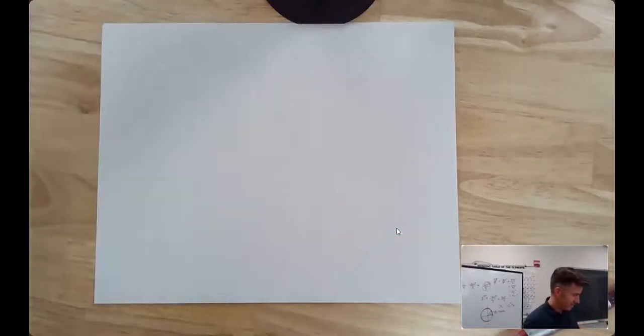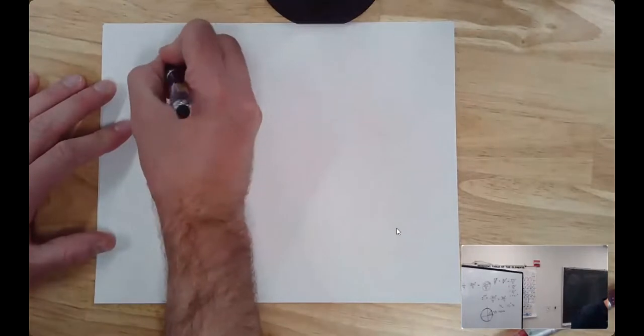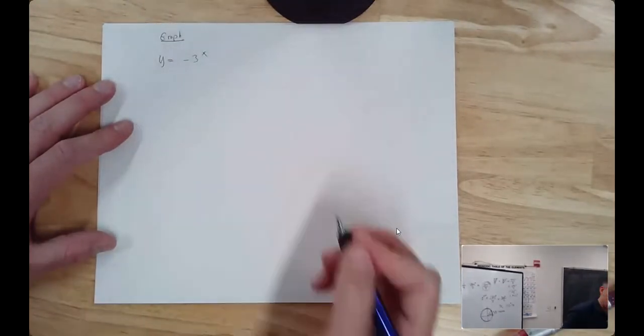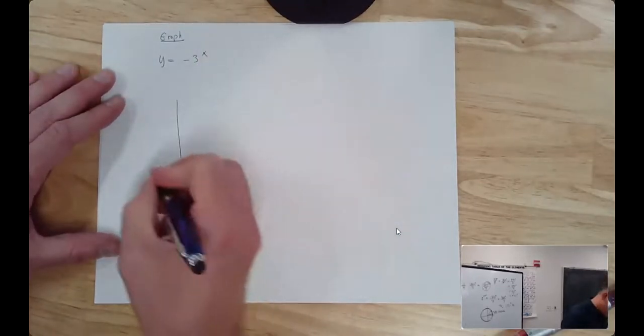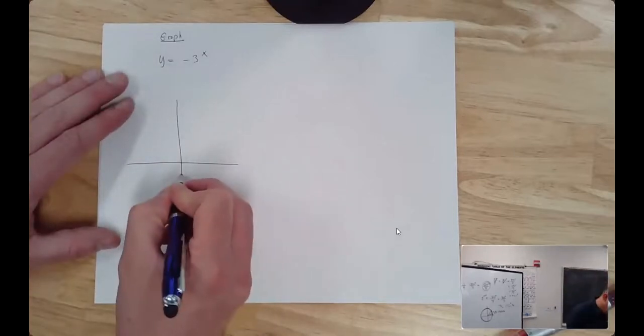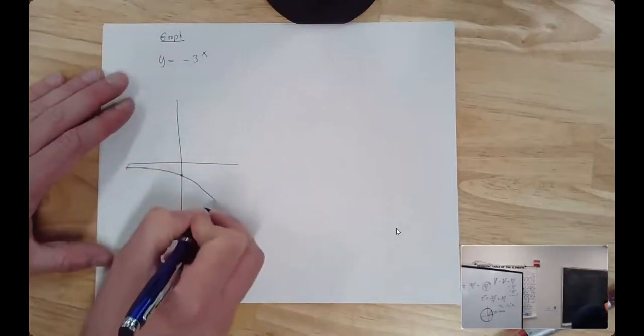So we can just as easily draw y equals negative 3 to the x. And again, I'm just using the same sort of idea that I'm going to take the usual kind of shape and then just flip it over. So I'm going to have that, and then I'm just going to draw away.